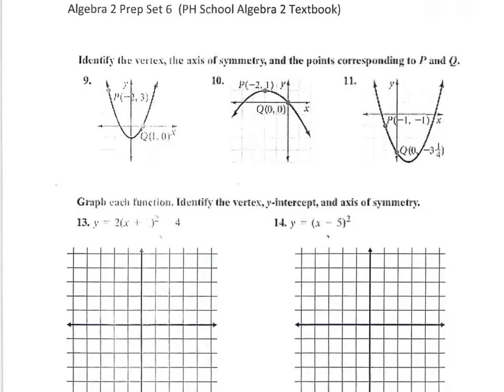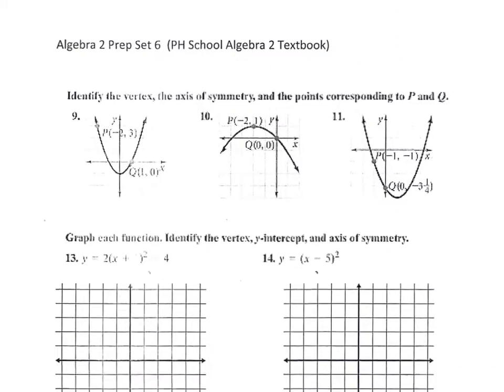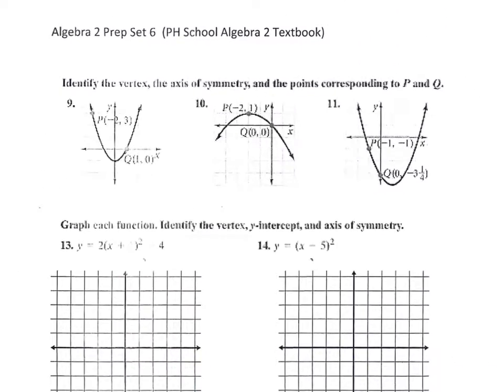Okay, this section is about parabolas and graphing parabolas in vertex form. So this one reads, identify the vertex, the axis of symmetry, and the points corresponding to P and Q.